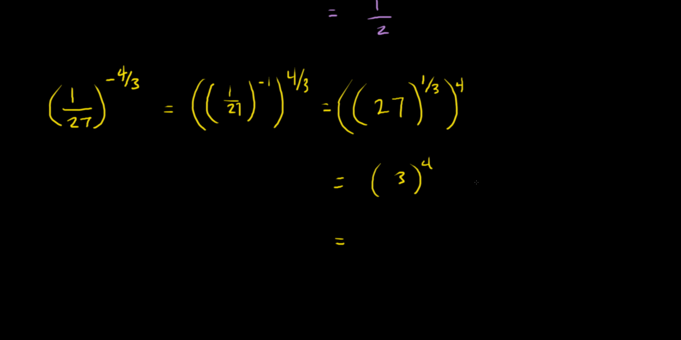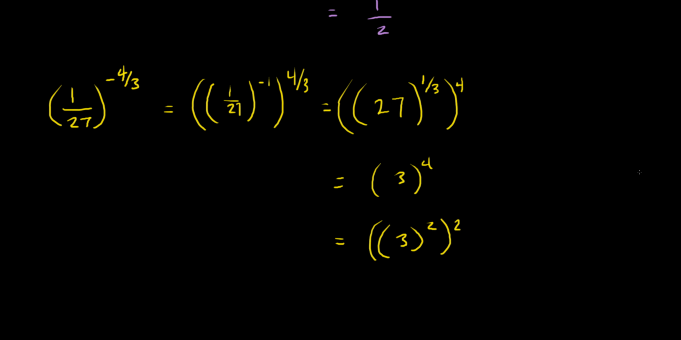Okay, well, to figure that out, we already figured out that 3 times 3 times 3 was 27, but then we have one more 3. So the easiest way to think of that is 3 squared times 3 squared, right? So in other words, write this as 3 squared.